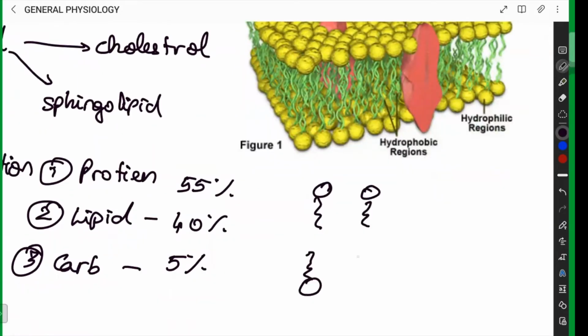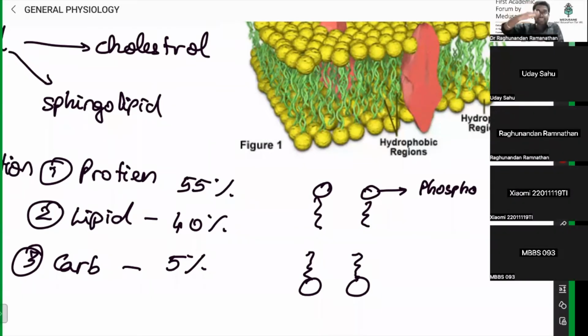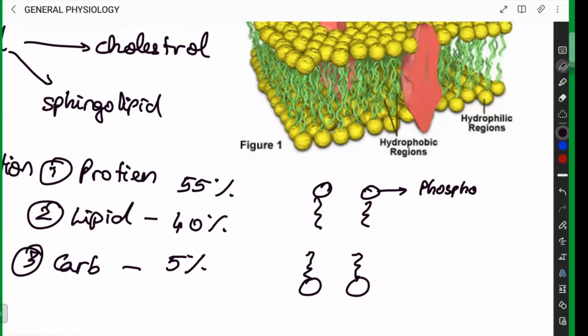So what is this round one and what is this one? This is your phosphate. The one which is going to be present in the bilayer like a sandwich. So always remember, your cell membrane is going to be like a sandwich. The upper part is a phospholipid, the lower part is also a phospholipid. This phospholipid contains two important things: one is phosphate, one is lipid. Where is going to be your lipophilic end and where is going to be the phosphate end?